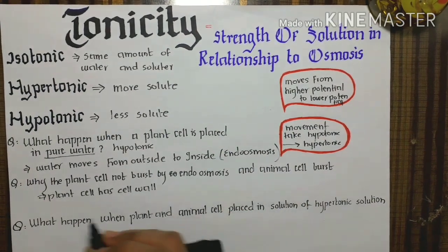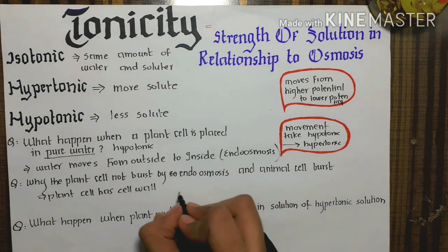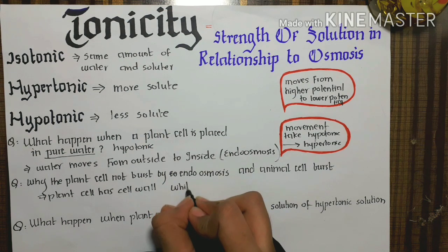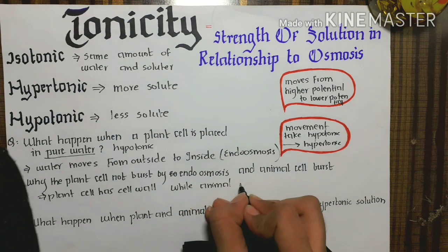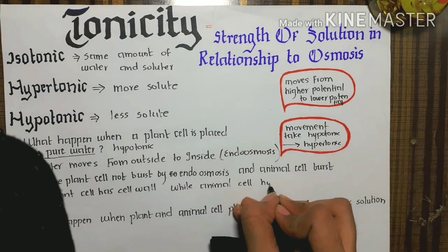Plant cell has a cell wall, while animal cell does not have a cell wall. It's so simple. Animal cell has no cell wall.